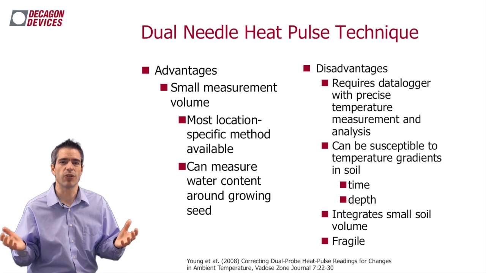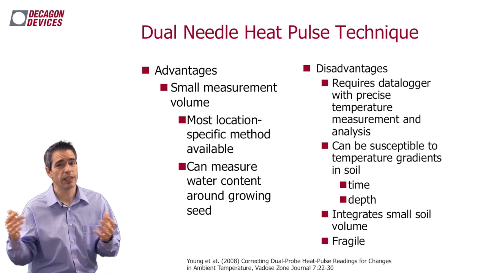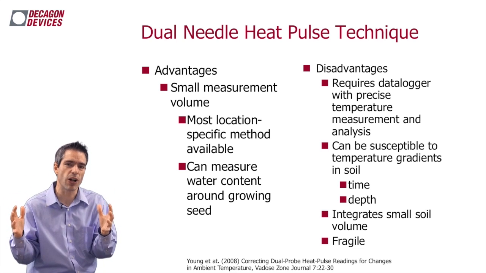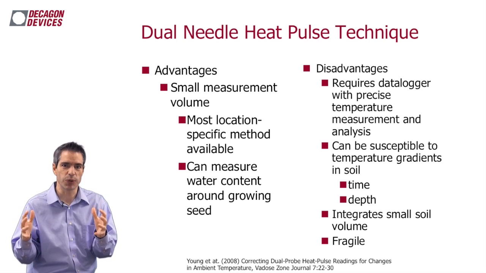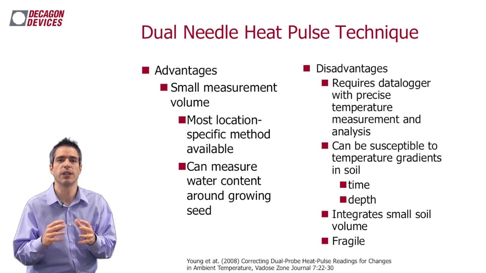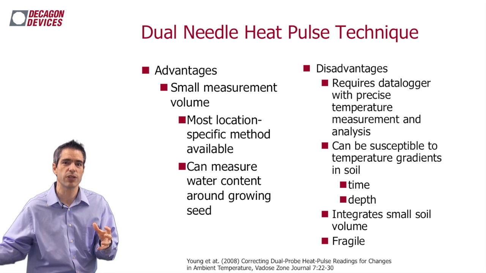Now, they've had several advantages and several disadvantages. The first advantage to them is that they have a small volume of influence. And maybe you're saying, hey, wait a second, you just mentioned how important it was to have that large volume of influence because we want to make sure to not struggle with the spatial variability of soil moisture across a field.